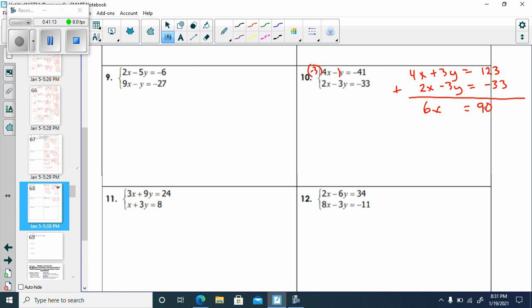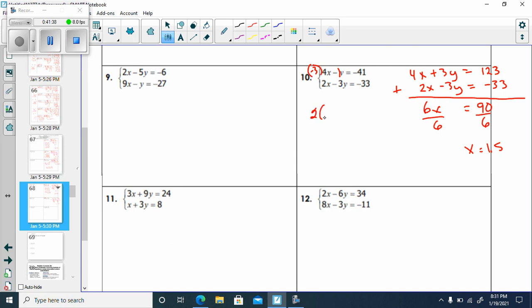Okay, let's divide both sides by 6. Let's see if we've got something wrong there. Hold on. 90 divided by 6 would give me 15. x is 15. How would you get to y? You'd plug it in right here. But we're going to stop right here at this point.